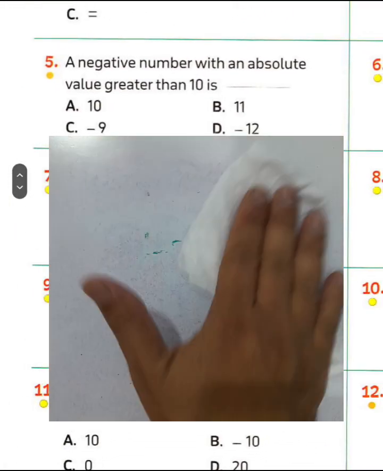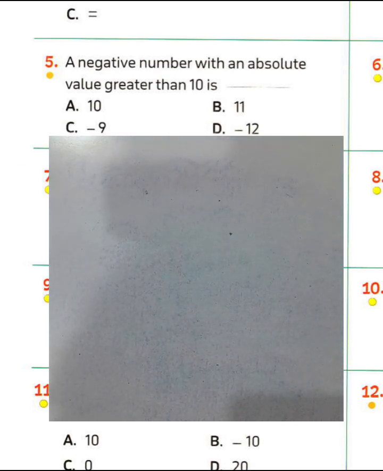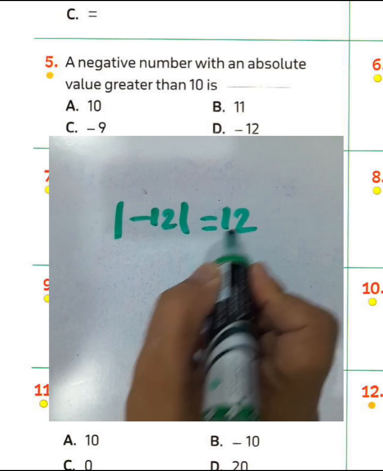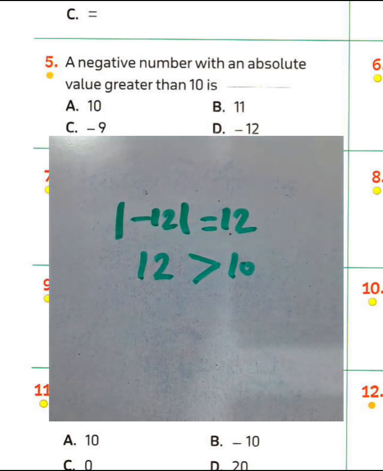Question number 5. A negative number with an absolute value greater than 10 is what? Which number, if you take the absolute value, the result will be greater than 10? It will be negative 12. Choose letter D because the absolute value of negative 12 will be 12, and 12 is greater than 10. We want a negative number with an absolute value greater than 10. It will be negative 12 because the absolute value of this number is 12, greater than 10.